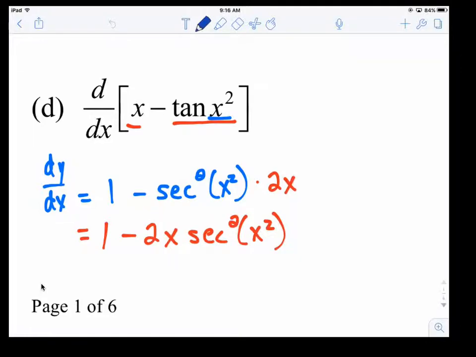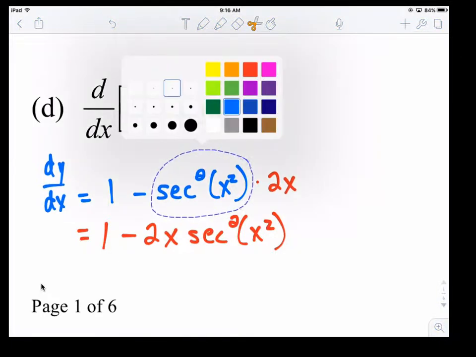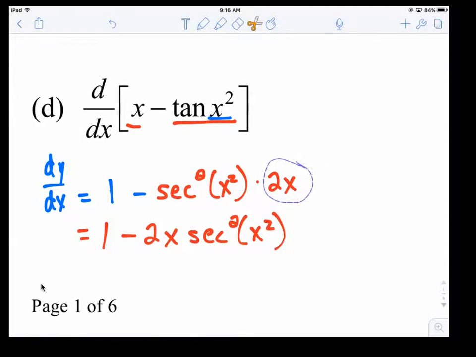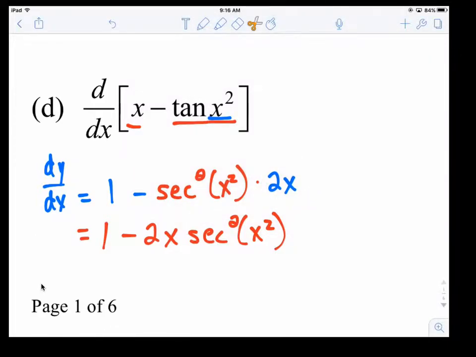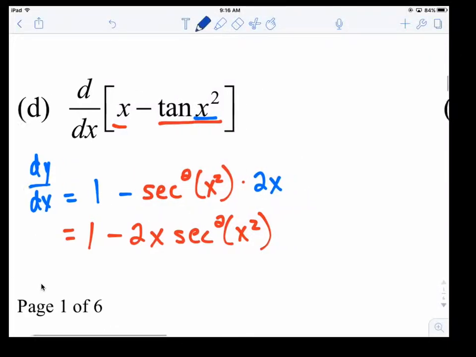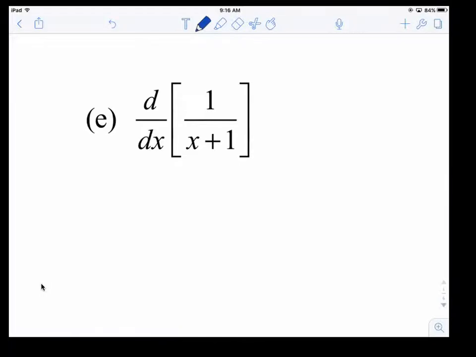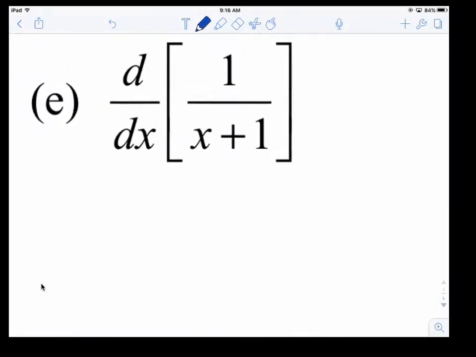All right, so this should actually be in red. And then this should be in blue. All right, letter E. How would I rewrite that?